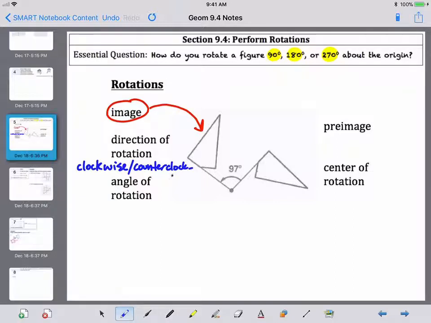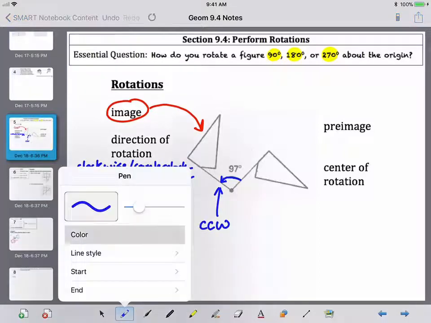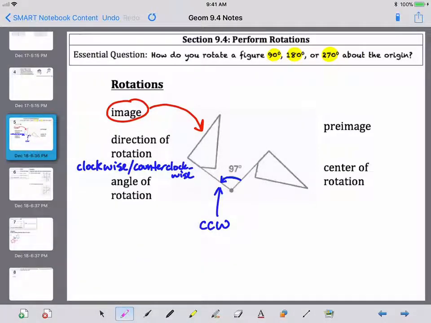So if we take a look at the figure in this picture, notice we're starting over here and ending over here. So that is the opposite way that a clock moves. So this would be a counterclockwise rotation. And the angle of rotation is simply how many degrees did you have to rotate to get from the start to the finish. In this case, 97 degrees.